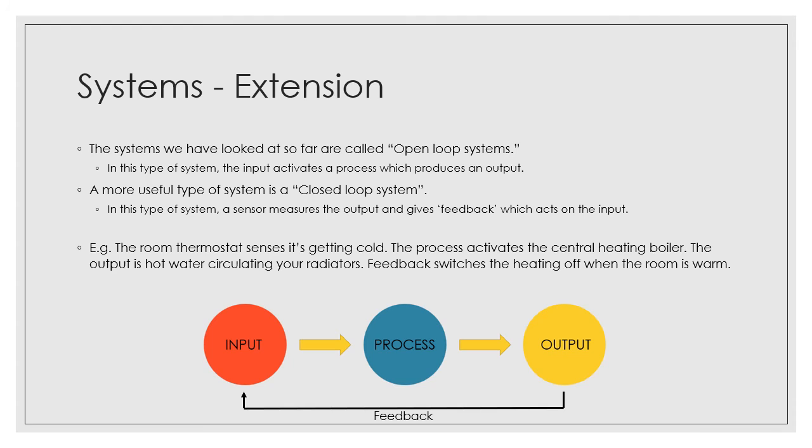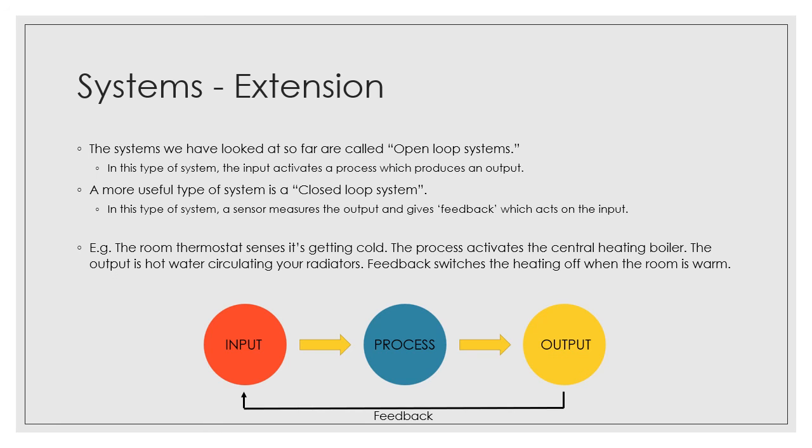If you've understood everything about systems so far, have a think about this. The systems we've looked at so far have all been something called open loop systems. This means that the input activates the process, which then produces an output. The drawback to this is the system has no way of checking whether the output is still necessary. A more useful type of system is called a closed loop system. This type of system has feedback, perhaps using a sensor to see whether the output is still needed. This acts on the input to change the process and switch off the output.